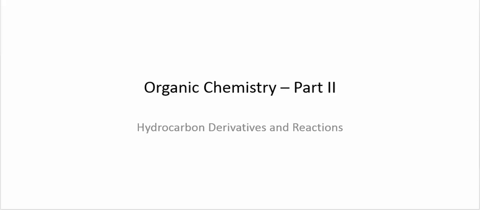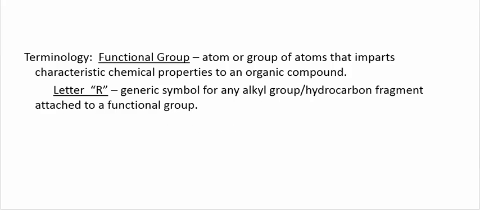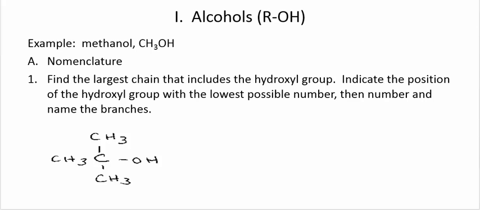Organic Chemistry Part 2 deals with functional groups, which is an atom or group of atoms that imparts characteristic chemical properties to an organic compound. So we're going to look at different functional groups. The first type of functional group is an alcohol. Alcohol contains the hydroxyl group, the OH group. Methanol is an alcohol, for example.